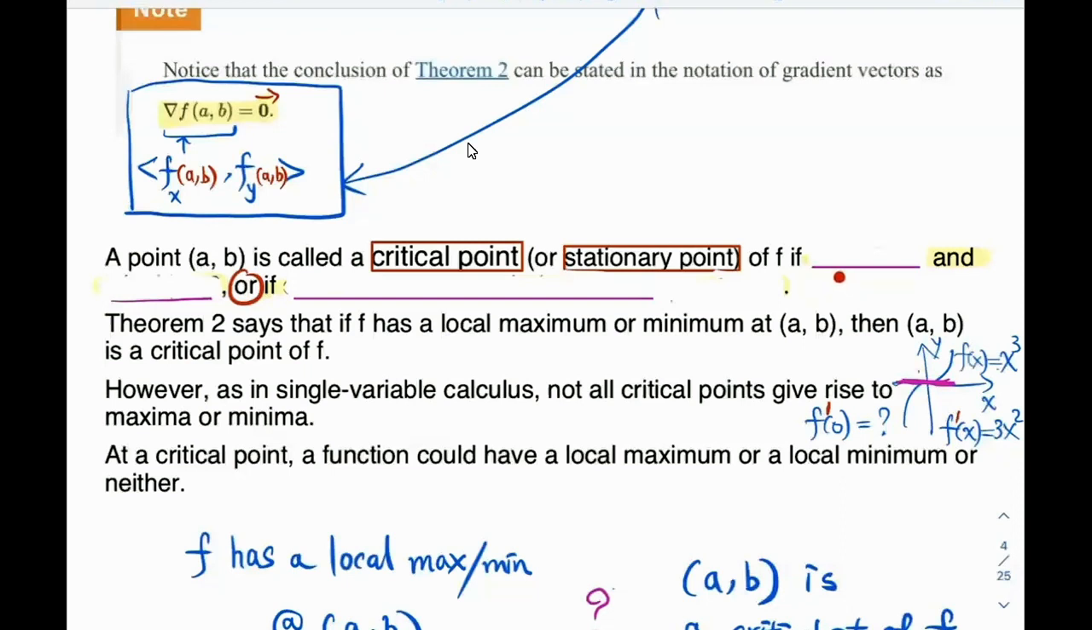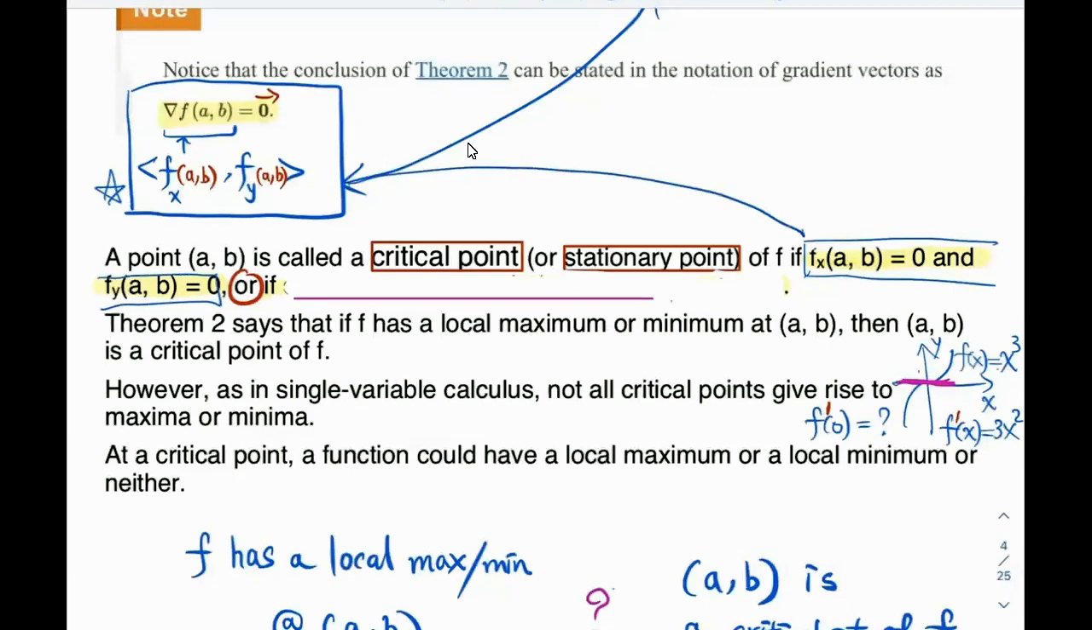Okay, so either the partial derivatives with respect to x and with respect to y both equal 0, which means it's the same as this one right here. This one over here combined is the same as that one there.